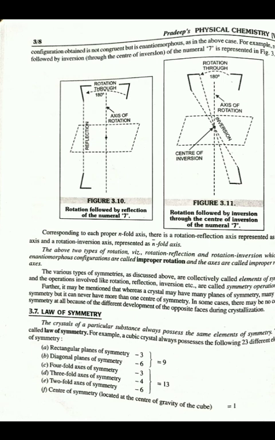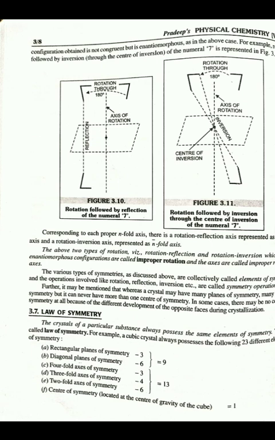The various types of symmetries as discussed above are collectively called elements of symmetry, and the operations involved like rotation, reflection, inversion, etc. are called symmetry operations. Further, it may be mentioned that whereas a crystal may have many planes of symmetry, many axes of symmetry, it can never have more than one center of symmetry. In some cases, there may be no center of symmetry at all because of the different development of the opposite faces during crystallization.